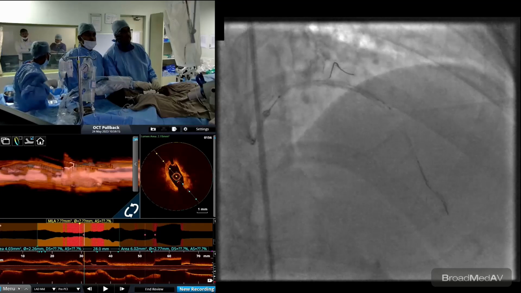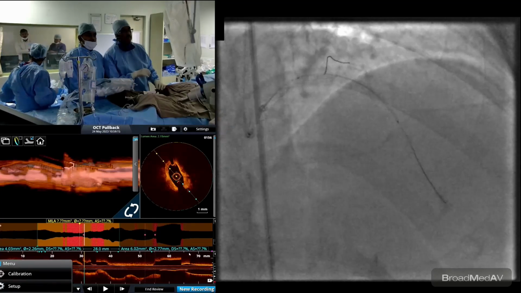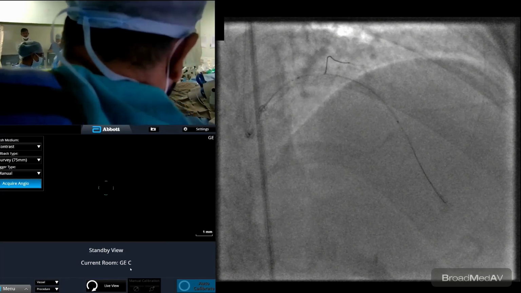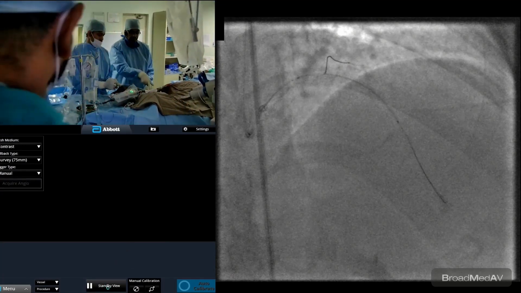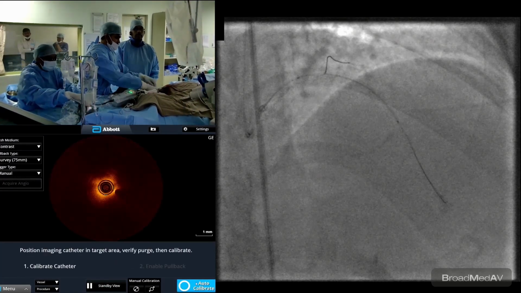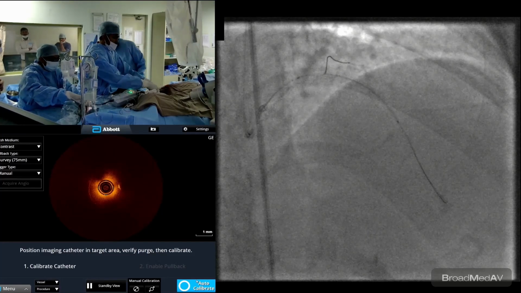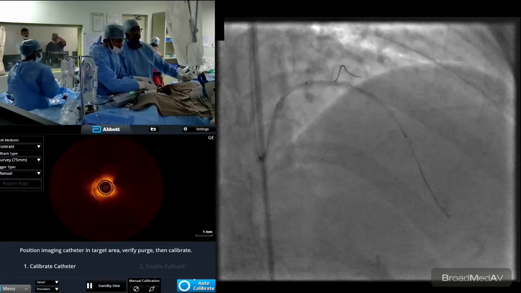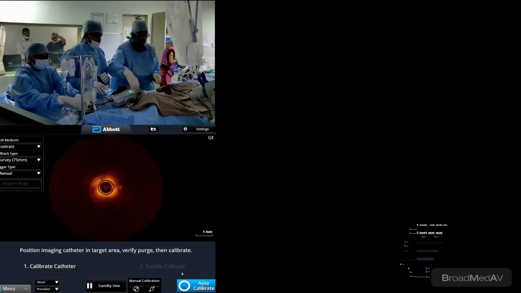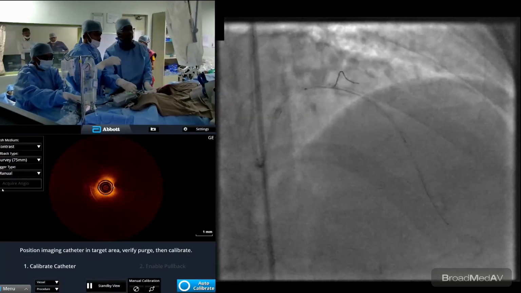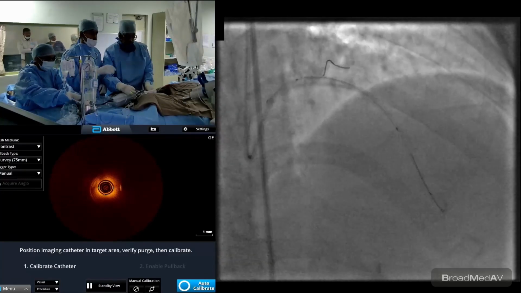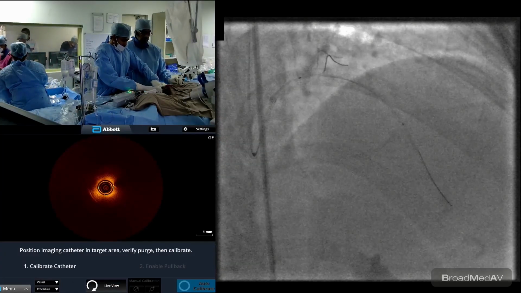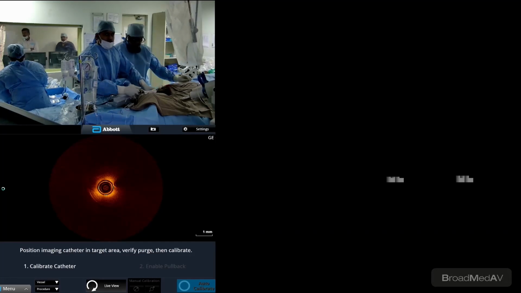Okay, getting ready for that. Okay, good. Okay, open the power injector port and flush the guide. I will check the clearance. One second, wait.